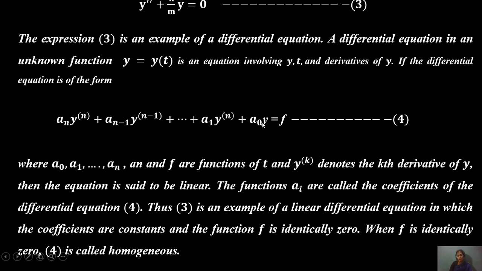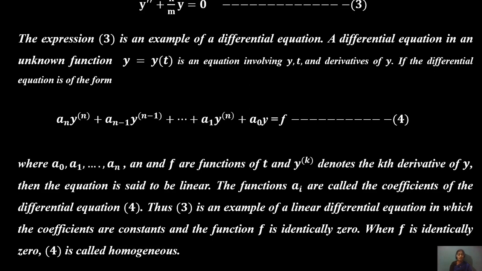This is equation 4, where a0, a1, a2, and so on, considering the sum function of f, we generate the value y to the power k, denoting the function of y. Then we say it is linear. Considering it as linear, the functions a_i are called the coefficients of the differential equation, that is equation 4.